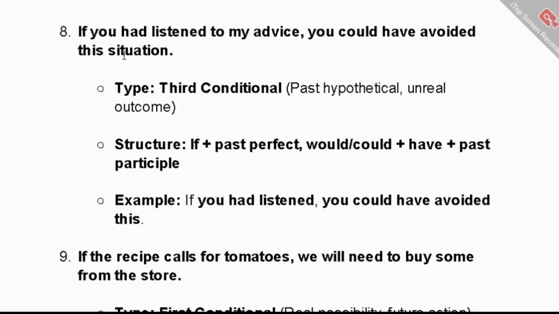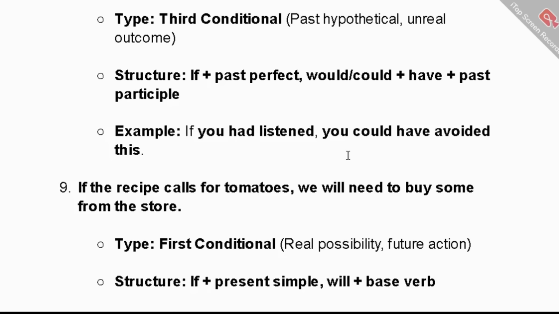Now here we have the next one, number eight. If you had listened to my advice, you could have avoided this situation. Now this is the third conditional, meaning a past hypothetical with an unreal outcome. He did not listen to the advice, that's why he did not avoid this situation, meaning he suffered in this situation. So the structure is: if plus past perfect, plus would or could plus have plus past participle.